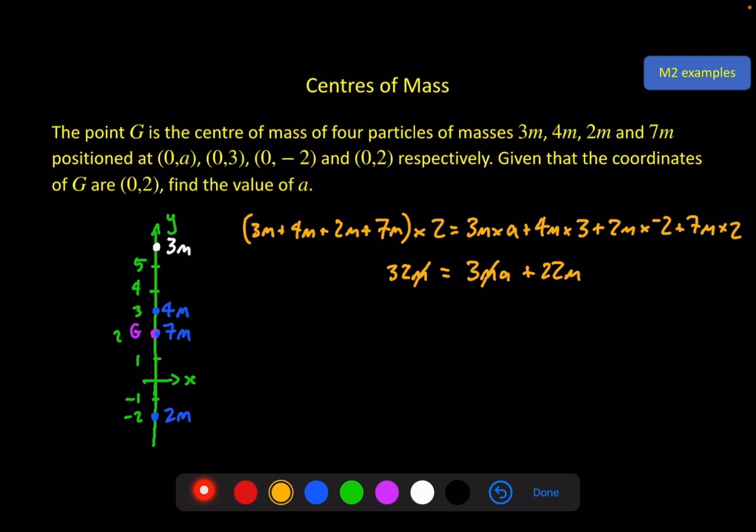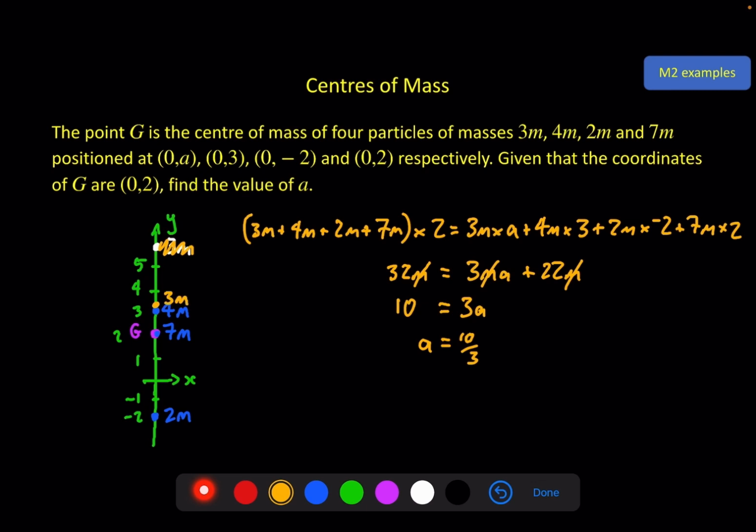Now all the m's cancel. I take the 22 on the left, that gives me 10 is equal to 3a, so a is equal to 10 over 3. So now I could go back to my diagram if I wanted, and I know that this is nowhere near right. It should be around about here.